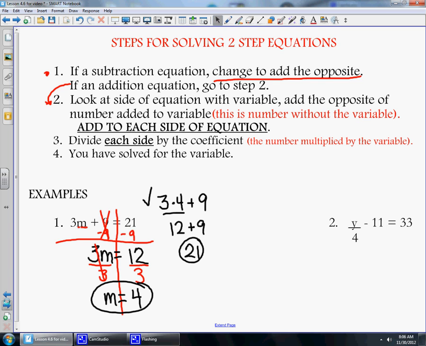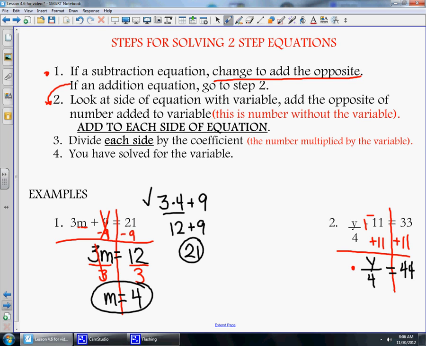Let's look at the second example. This is a subtraction equation, so we need to change the minus to a plus and take the opposite, or make the 11 negative. So to each side, we're going to add positive 11, because it's the opposite of negative 11. So we're left with, on the left-hand side, y divided by 4 equals 44. Now this is a little tricky because the coefficient is not in front of the number, it's below the number, or below the variable. So y is divided by 4.